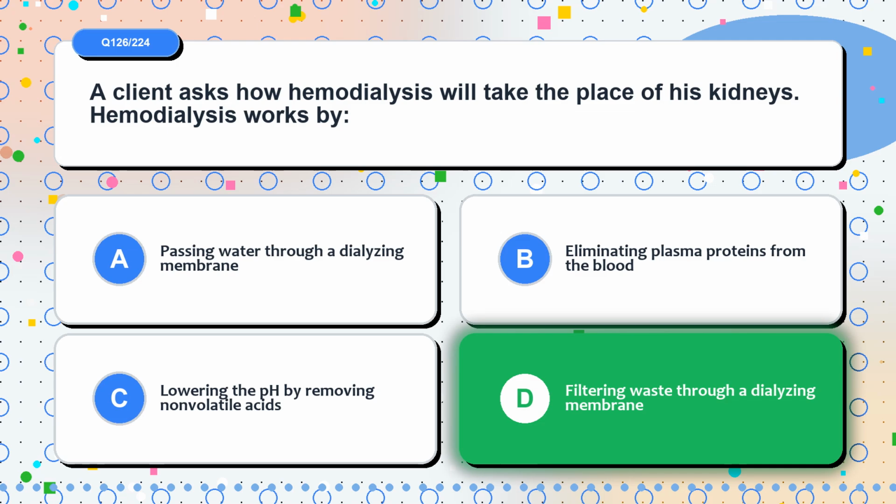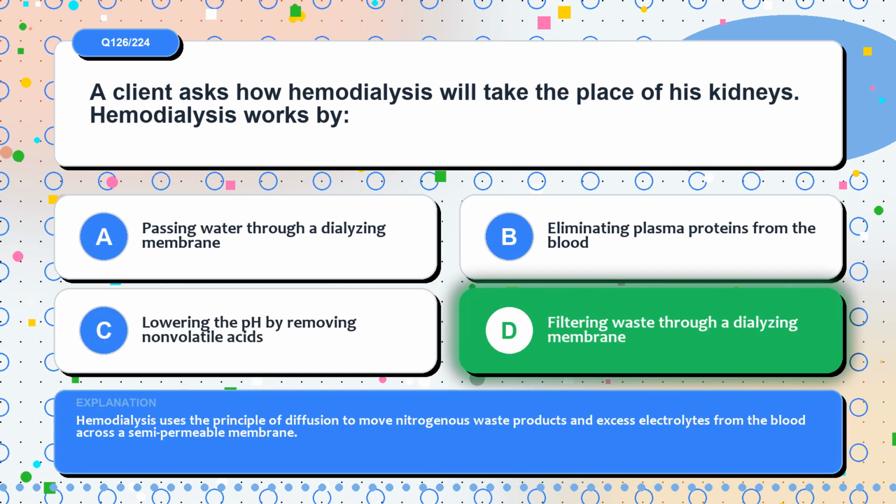The correct answer is option D. Filtering waste through a dialyzing membrane. Hemodialysis uses the principle of diffusion to move nitrogenous waste products and excess electrolytes from the blood across a semi-permeable membrane.